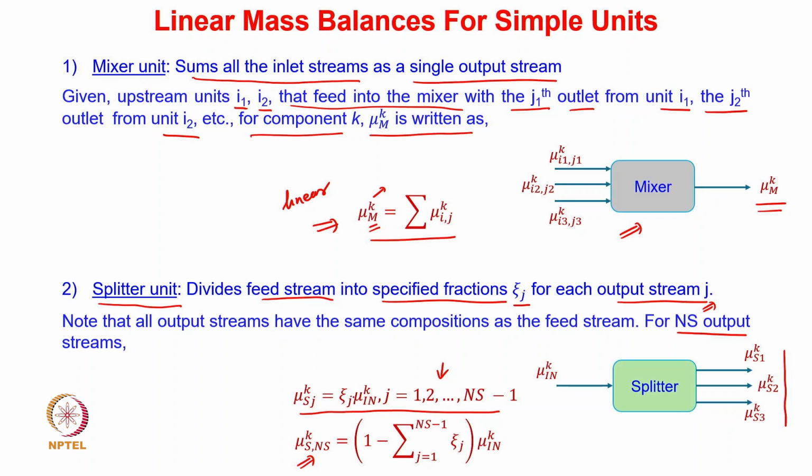So you can see that the summation of these zeta j from 1 to ns will equal 1. Clearly, for the last stream the zeta j value is not required; only the zeta j values up to ns minus 1 streams are required, and for the last stream the zeta j value is nothing but 1 minus the summation of all the zeta j's up to ns minus 1 streams. So with these two equations we can solve the mass balance for the splitter. Again, both these equations are linear in nature.